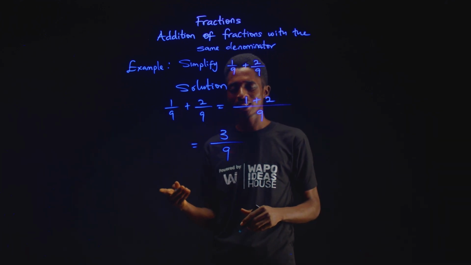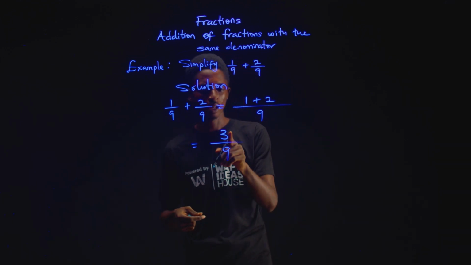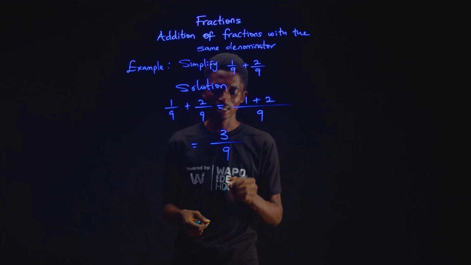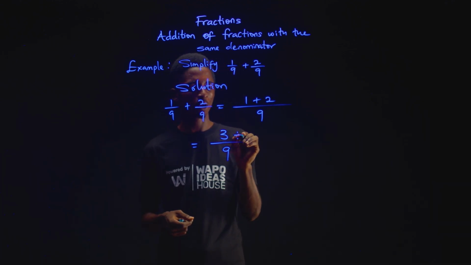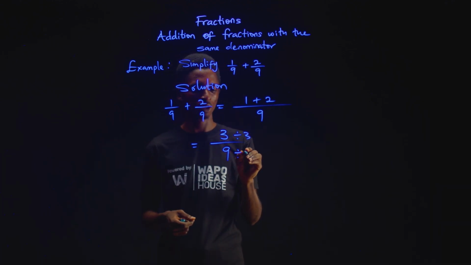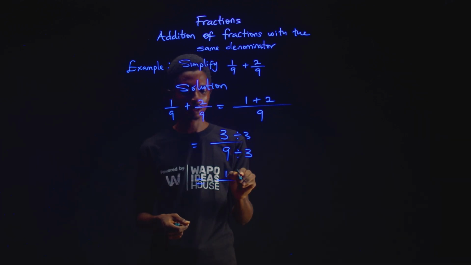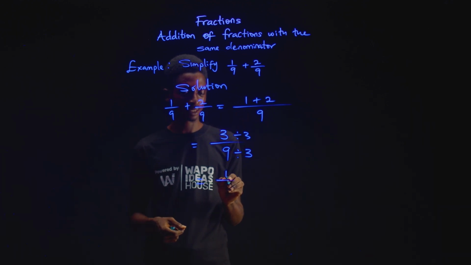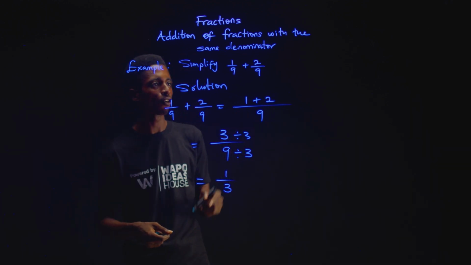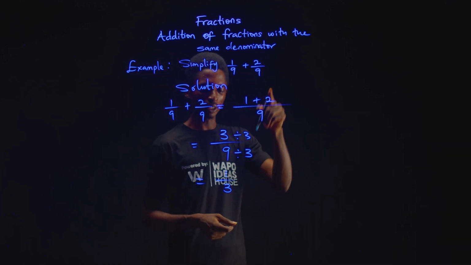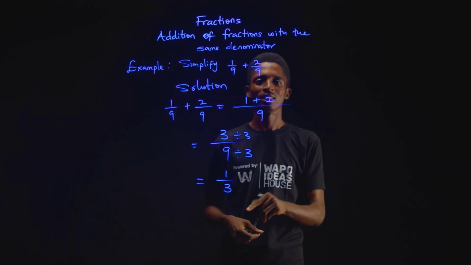Now remember what I said about when you have your fraction, you have to still bring it to its lowest term when they have a factor. And the common factor between 3 and 9 is 3. Therefore, we will divide the numerator by 3 and also divide the denominator by 3. 3 divided by 3 is 1. 9 divided by 3 is 3. Therefore, 1/9 + 2/9 would give us 1/3. Thank you.